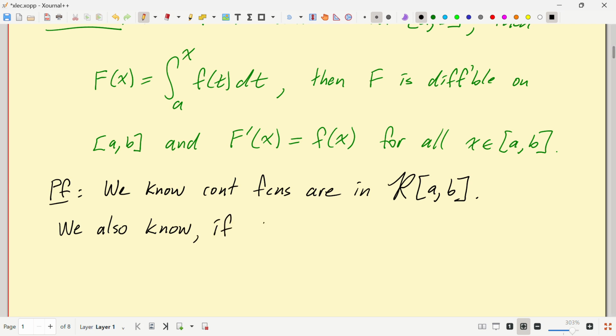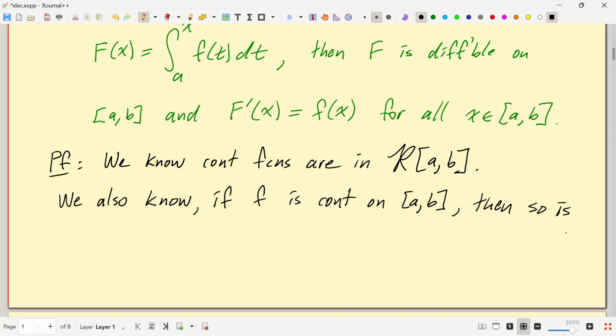If f is continuous on AB, then so is its absolute value. That was an exercise back when we were learning basic facts. So is the absolute value of f. Okay, and so here's an important lemma.